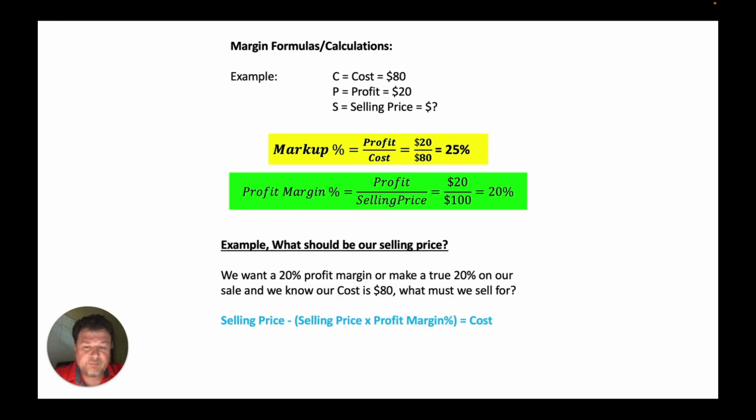So let's use an example. And what I have highlighted here in blue is the basic formula, but let's understand what the formula is telling us. So if we take our selling price and we chip away, looking at it as a discount, we subtract some discount to bring us back to our break even or our cost. That's how this formula works.